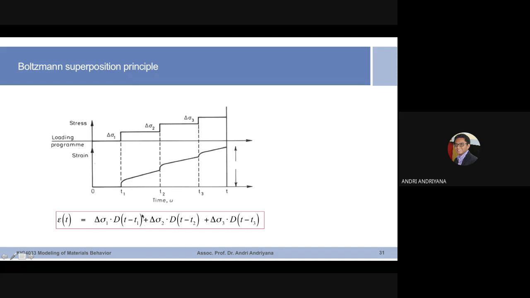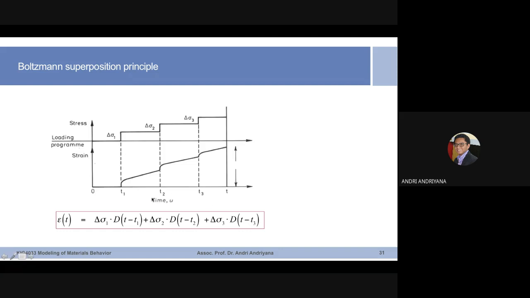Okay, so this is the first contribution with the increment of delta sigma 1, and the load starts at t equal to t1. Plus the second increment of load, which is delta sigma 2. Be careful, it has to be the increment, not the value itself. So D, which starts at t equal to t2, and then plus the third increment of the stress, which is delta sigma 3, which starts at t minus t3. So this is how we apply the Boltzmann superposition principle for a material under a certain loading.